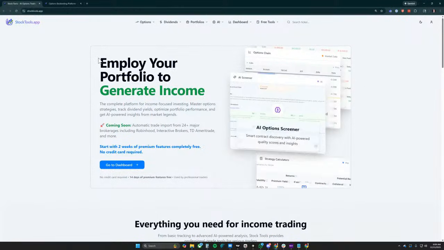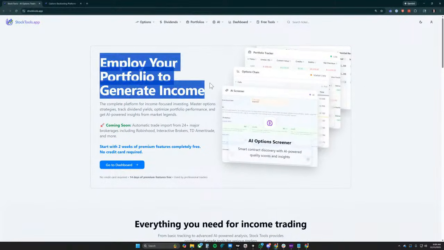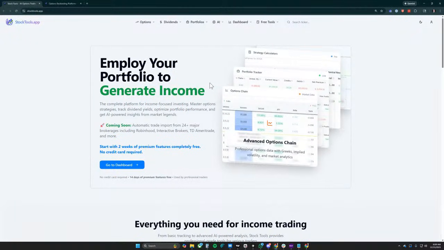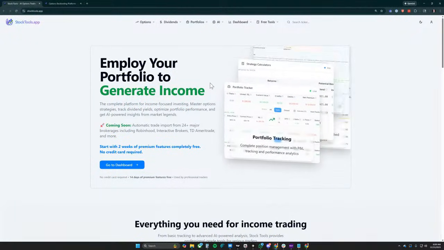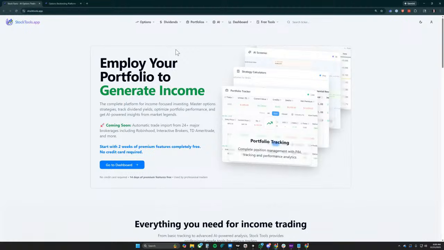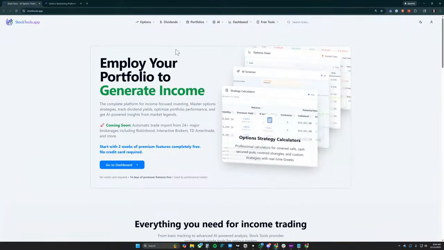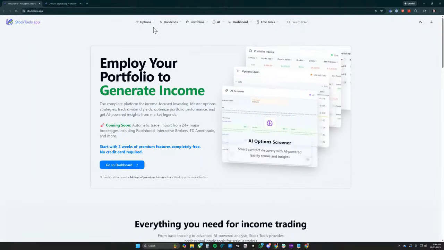So this site, we created it really for this tagline right here: how do we take our portfolios to generate income? I really like the idea that every 100 shares is an apartment in an apartment building that we should be collecting rent on every week.